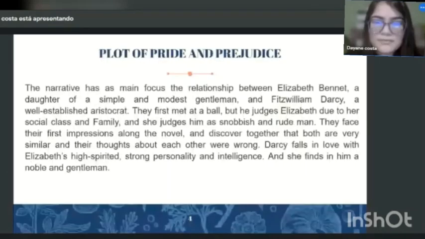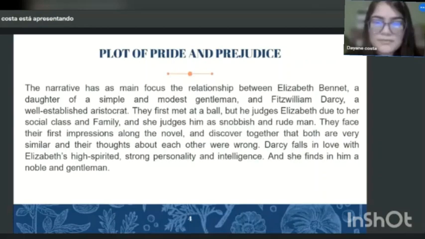Here you have an overview of Pride and Prejudice, the plot. The narrative has as its main focus the relationship between Elizabeth Bennet, the daughter of a simple and modest gentleman, and Fitzwilliam Darcy, a well-established aristocrat. They first met at a ball, but at first, he judged Elizabeth due to her social class and family, because she was in a lower social position than he, and she judged him as a snobbish and rude man.